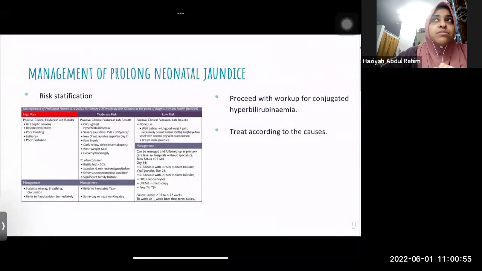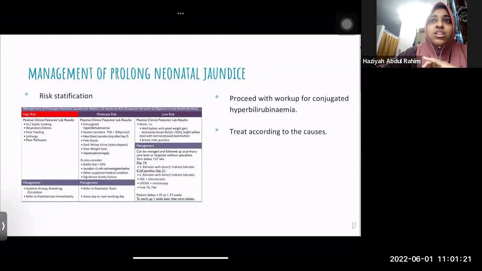So most likely, the cause of neonatal jaundice in my patient is biliary atresia, since there is an obstruction in the biliary tree. So management of prolonged neonatal jaundice wise, first we have to do a risk stratification of the child. This stratification is mainly important to decide whether we want to treat the patient as outpatient or inpatient, whether we want to refer the patient or not.